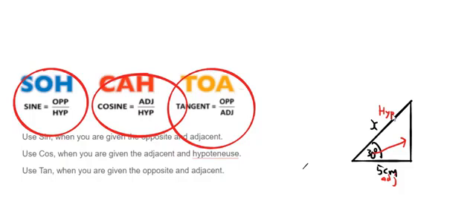Therefore, if you look back over here again, which one has adjacent and hypotenuse in it? It has to be the one in the middle. It's cos. So you'll be working with cos for this question. That's as much as I want you to be able to understand for now, whether a triangle is sin, cos or tan.